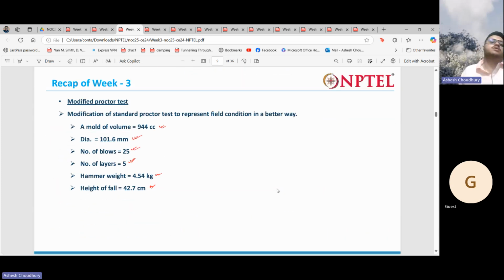It is the modified Proctor test where we have a higher number of layers, higher weight of hammer and higher fall of hammer. So you're putting higher compactive energy. Compared to the standard Proctor test, you're putting a higher amount of energy in a modified Proctor test.